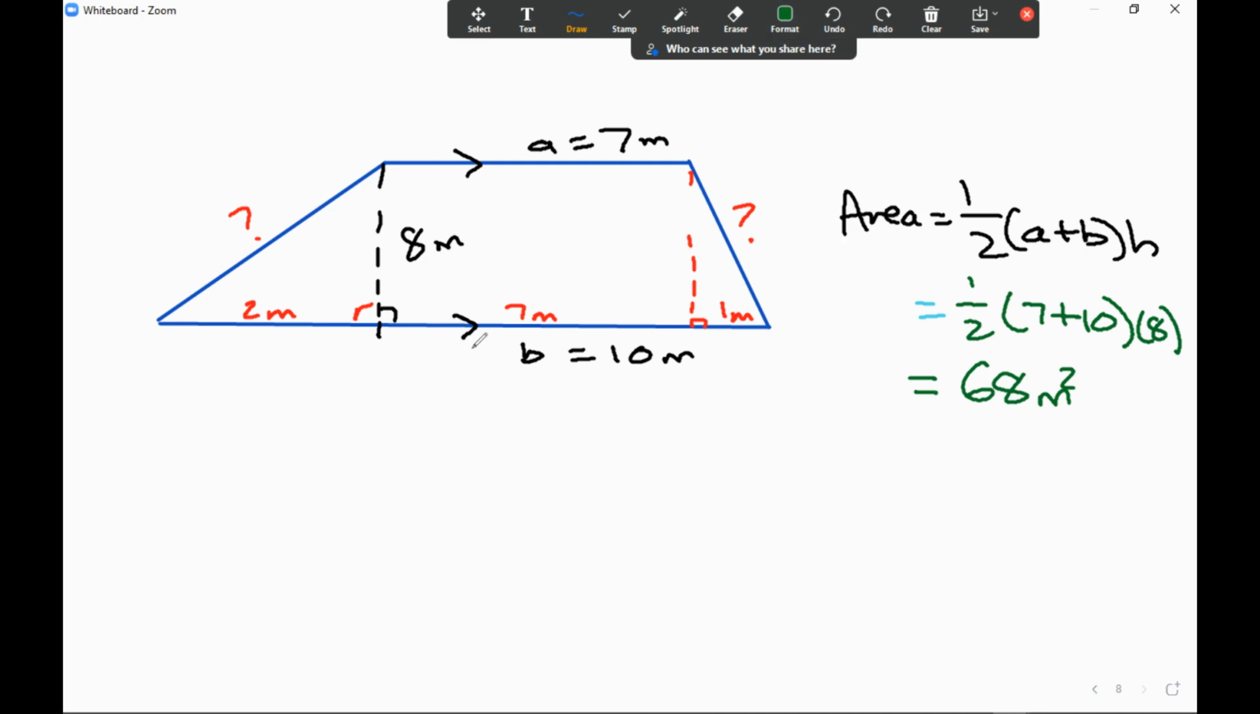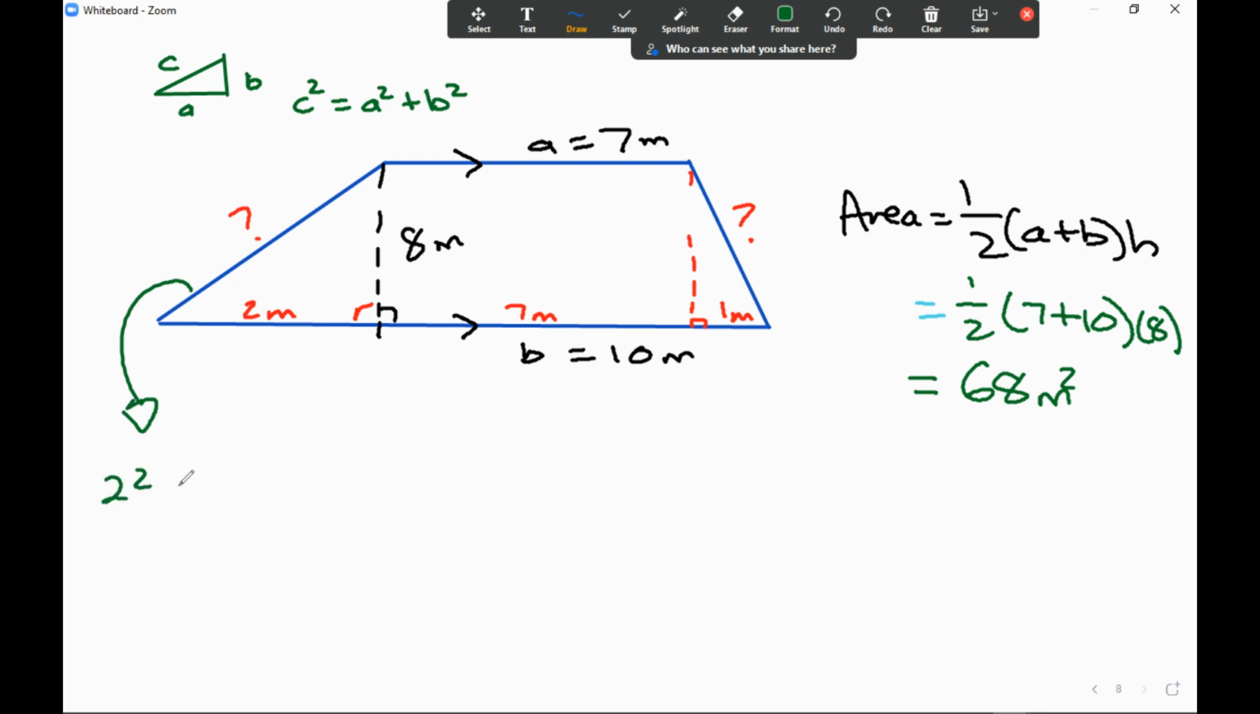Half times width times height. Can you remember Pythagoras' theorem? If I want to find this length, Pythagoras' theorem says if you've got a right angle triangle, you've got both sides like that. This is 2 and this is 8. So this is A and this is B and this is C. C squared equals A squared plus B squared. So if you've got those two, you can work out this by calculating it using that formula.